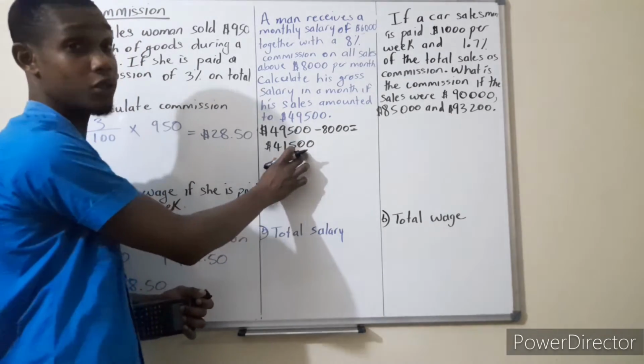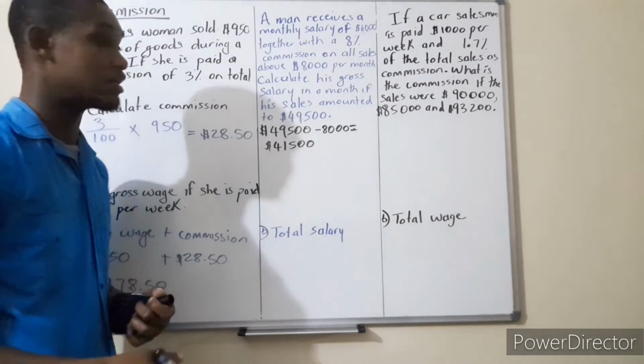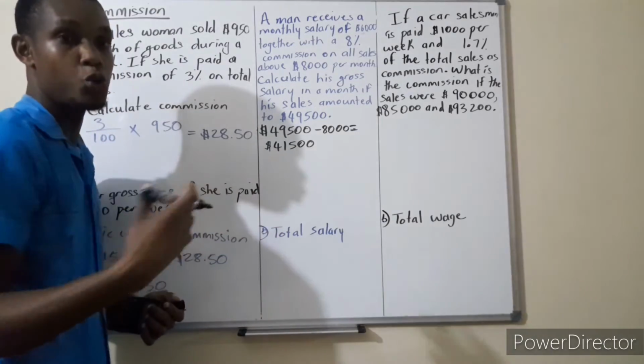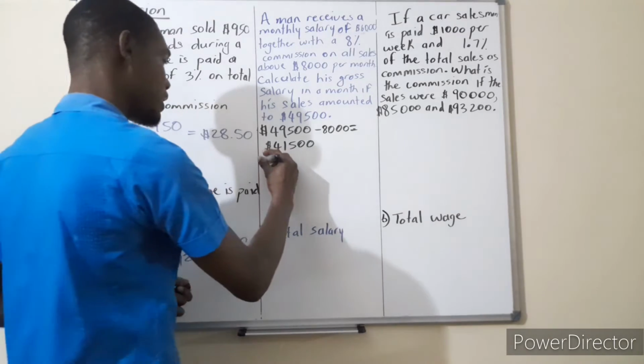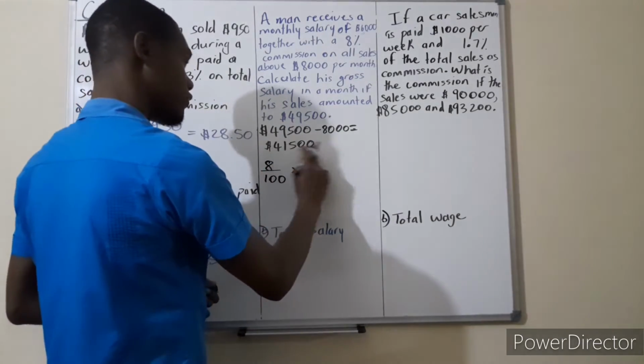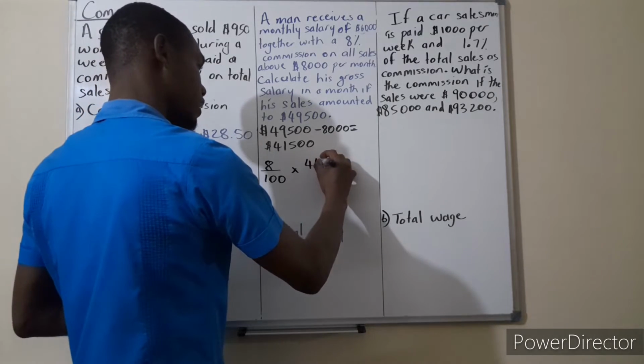After you do the subtraction part, the next step now is to find the percentage of this money that you would be getting commission from. So it would be 8% of the $41,500.